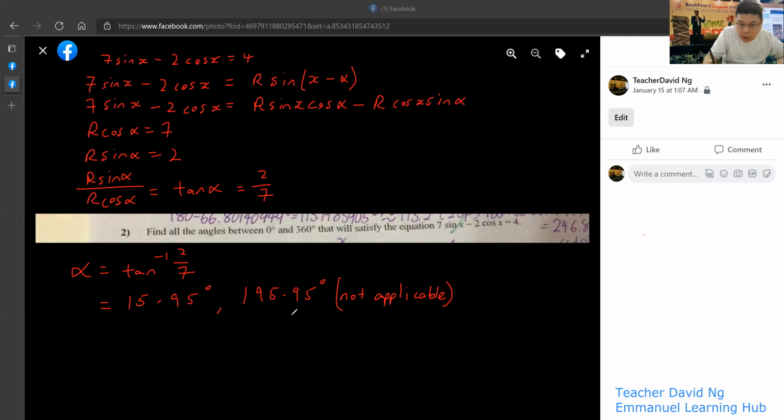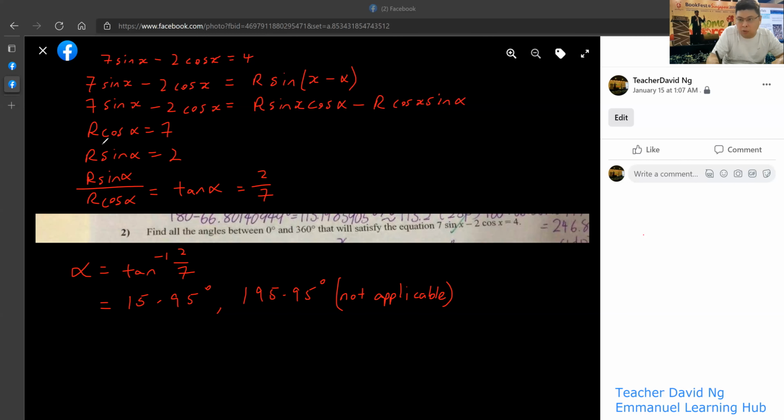Then you'll be wondering, how come not applicable? I still need to write this out. The reason is because you do not want to give reasons or excuses for your marker to penalize you during exam. Therefore, it's very important to write out 195.95 degrees and indicate in a bracket that it's not applicable. So your alpha is only 15.95 degrees.